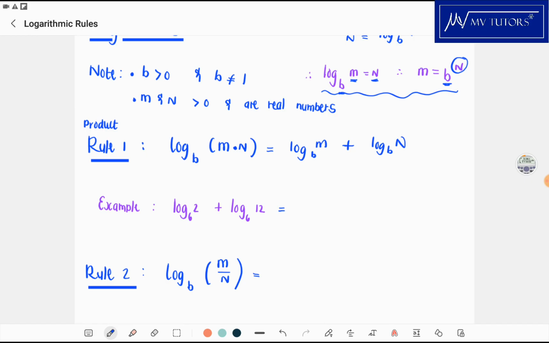And now how do we deal with this example? Well, in this example, I have the same base, right? It's important that the bases are the same in this case. So I can write it then as log 2 times 12, because remember here, this is the sum of the logarithms. And then I would multiply, as this is the product rule. So 2 times 12 and then base 6. So 2 times 12 is 24. So I have log 24 base 6.